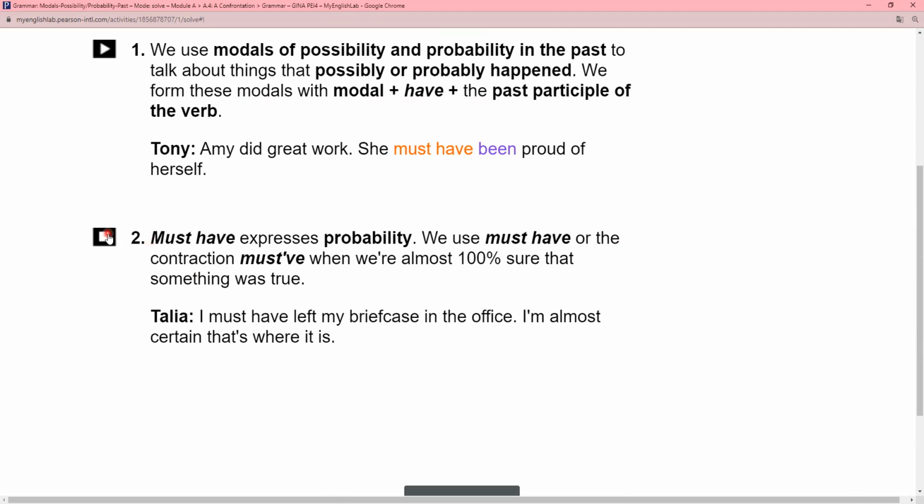Let's listen to the audio. Must have expresses probability. We use must have or the contraction must've when we're almost 100% sure that something was true. I must have left my briefcase in the office. I'm almost certain that's where it is.